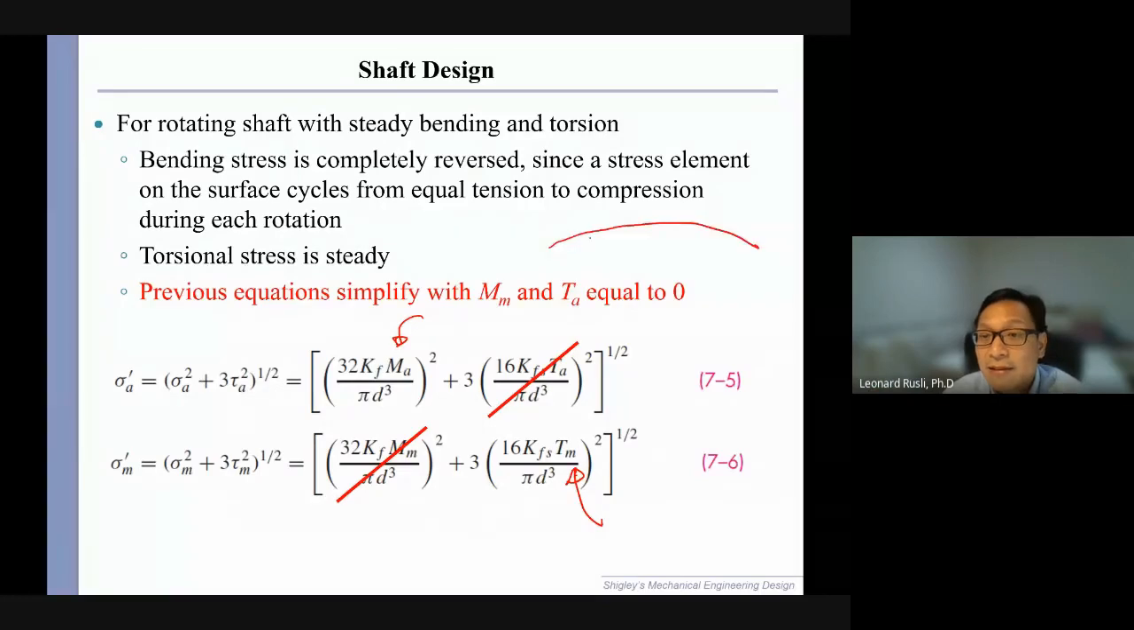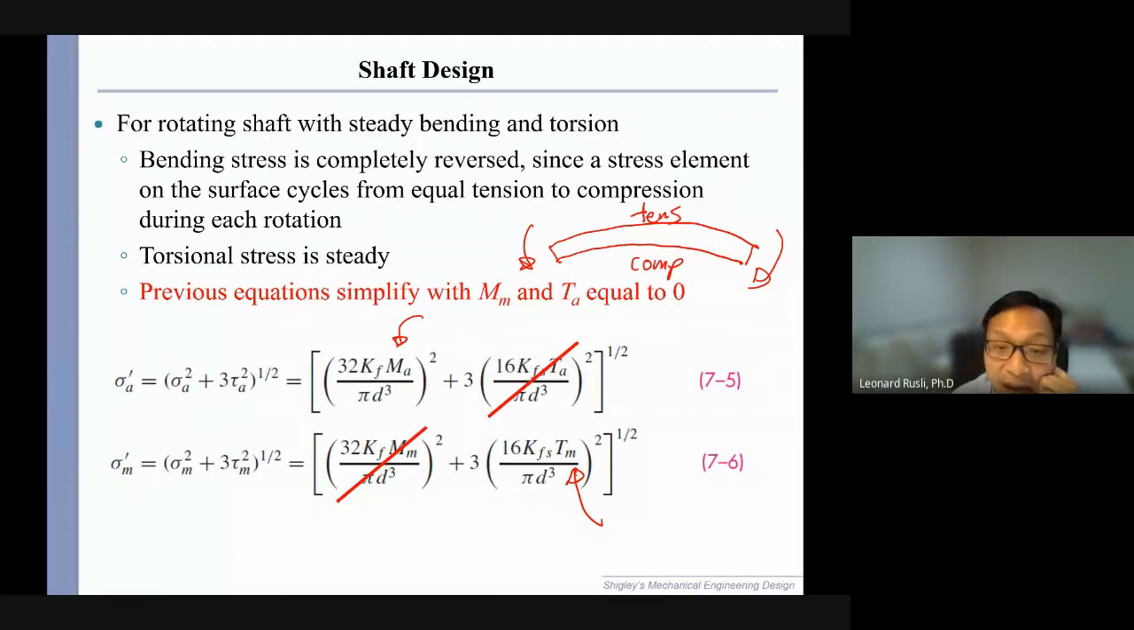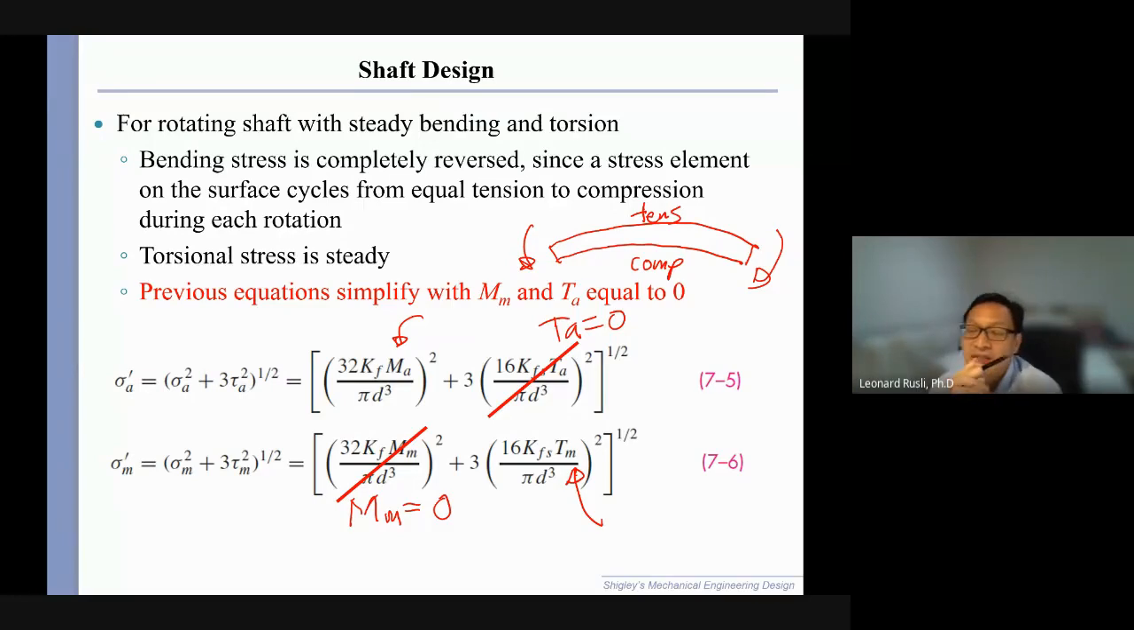Because, as before, if this rod or this shaft is bent this way, remember, the top is in tension and down below is compression, right? So we have a situation where you go from plus to minus, minus to plus, plus to minus, minus to plus. What's the average? Zero. That's why MM, the mean moment, is 0. And torsion, because it turns constantly, the twist stays the same. Its alternating part is 0. Nice, right? So TA and MM are often 0.